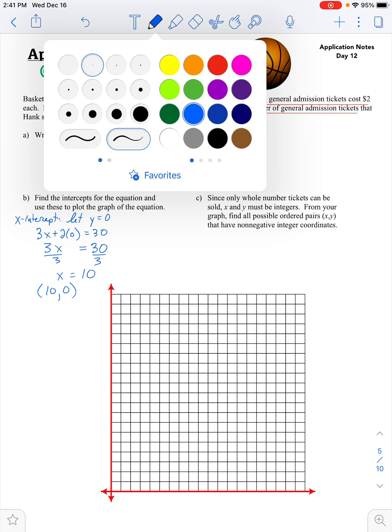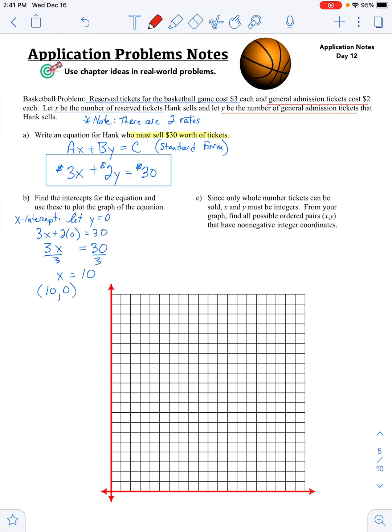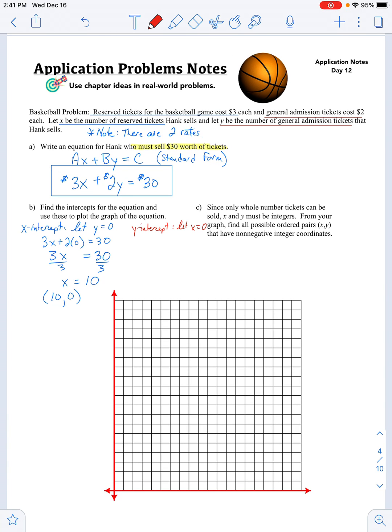I'm going to change colors just to separate the two. But now we're going to do similar for the y-intercept. With the y-intercept, we find the y value when x is 0. So if I do that, I get 3 times 0 plus 2 times y equals 30. 2 times y will equal 30 when y is 15. This ordered pair is 0 comma 15.